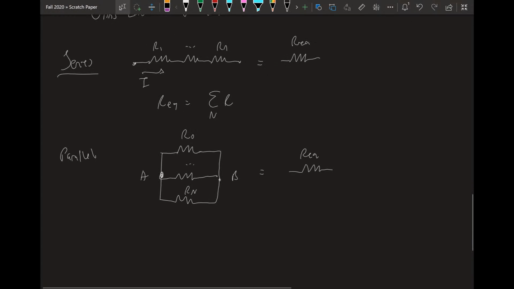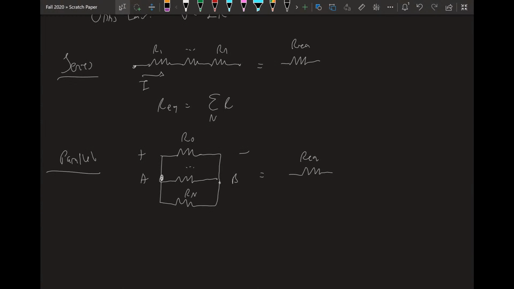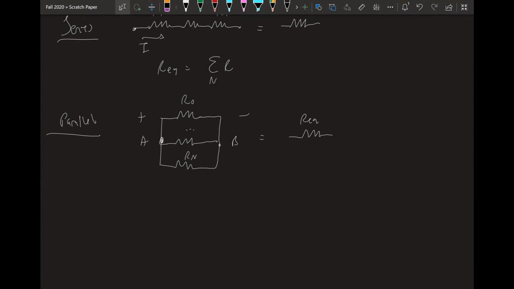The defining feature of resistors in parallel is that the voltage across them is the same. So for series, they have the same current through all elements. For parallel, same voltage through all elements. To find this R equivalent for the parallel resistors, I'm going to define it as 1 over R equivalent equals the sum over all resistors of each resistance. And then you'd find this formula and do some algebra to actually compute the resistances.